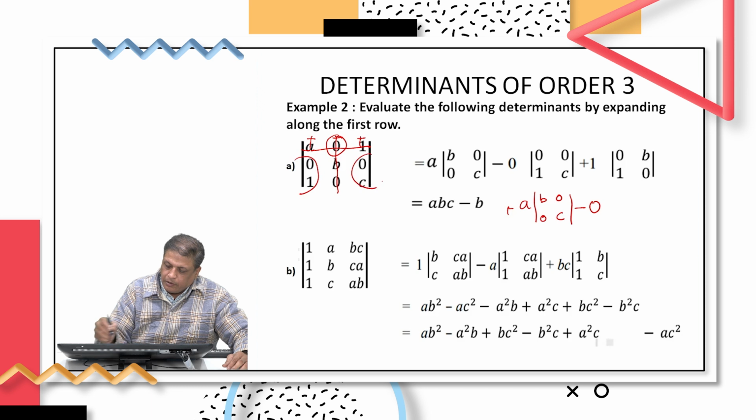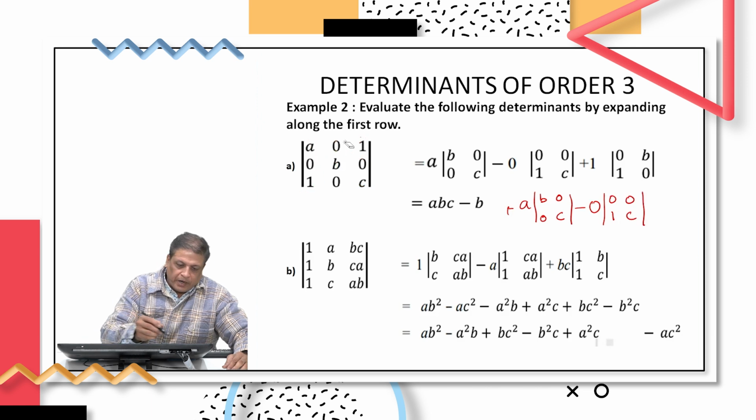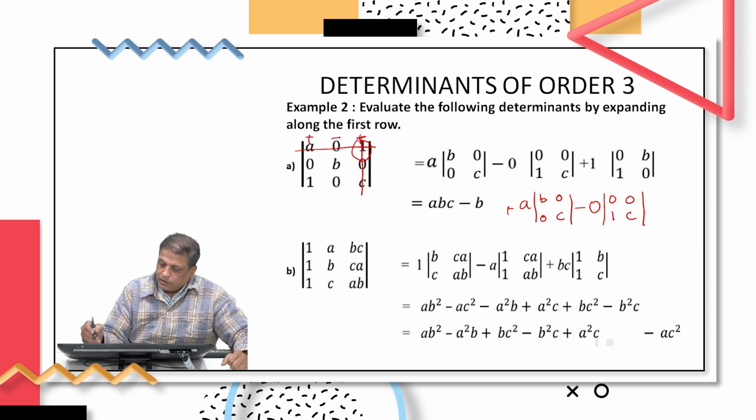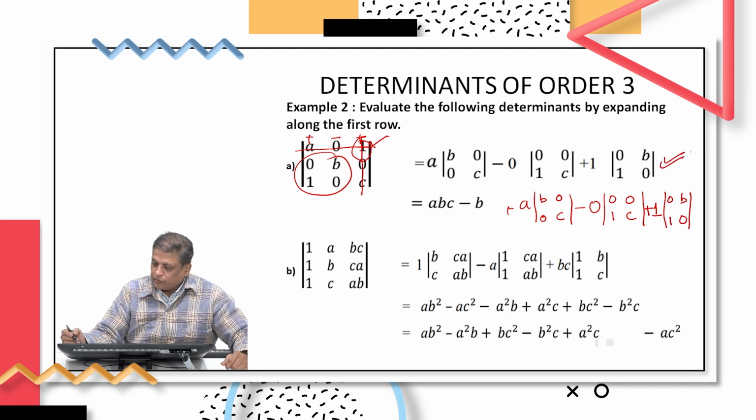After that, the elements of the determinant of order 2 are 0, 1, 0, C. Thereafter, expanding again across the first row: first row and third column intersection happens at 1, and the polarity should be plus, minus, plus. So the third element is plus, the sign of the third expression is plus, and the intersection happens at 1. So our value should be 1. Thereafter, the determinant of order 2 is 0, 1, B, 0. I hope you got this expression.